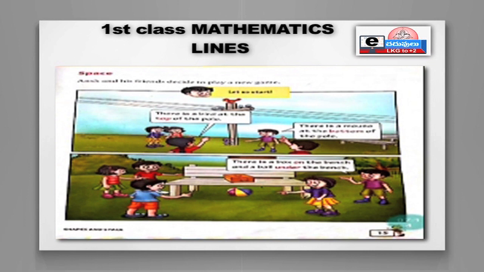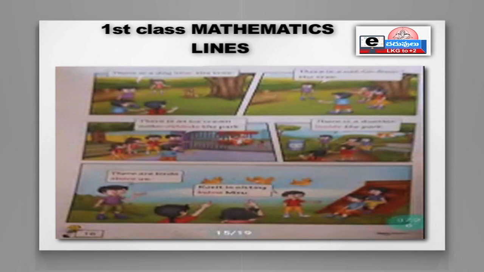Do you remember, children? Okay, there is a box on the bench and a ball under the bench, on the bench and under the bench. Yes. Okay, there is a dog near the tree and there is a cat far from the tree. A dog is near the tree and a cat is farther from the tree. You have to identify those.